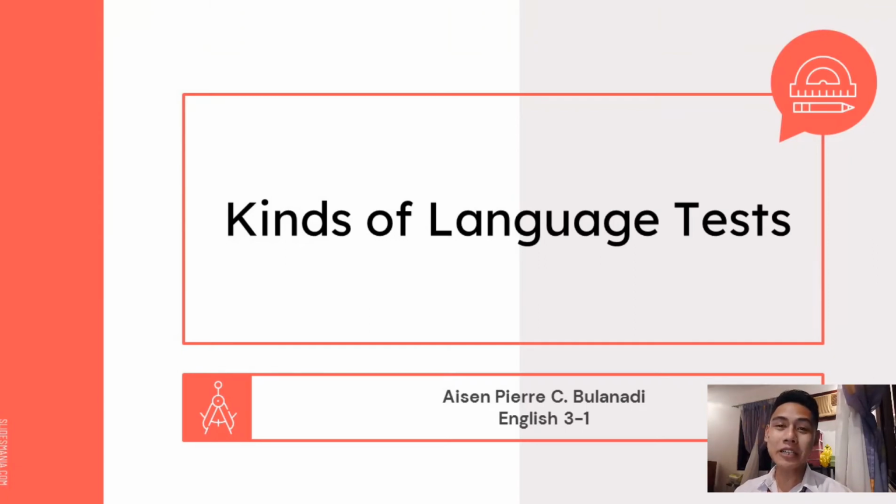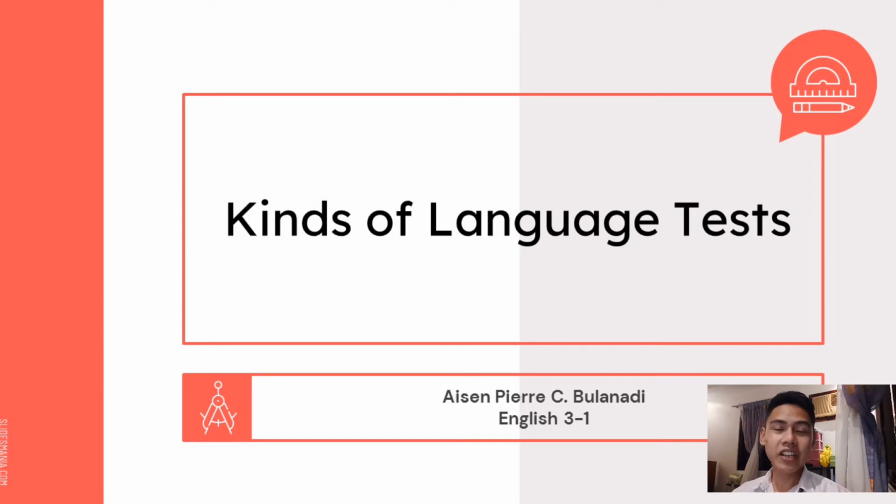So for the last subtopic of Unit 8, we have the kinds of language tests. So let's start. There are many different types of tests, each with its own goal and objective, to be measured in a language program. There are actually 5 sorts of tests. The descriptions are provided specifically for the purpose of recognizing and distinguishing each type.